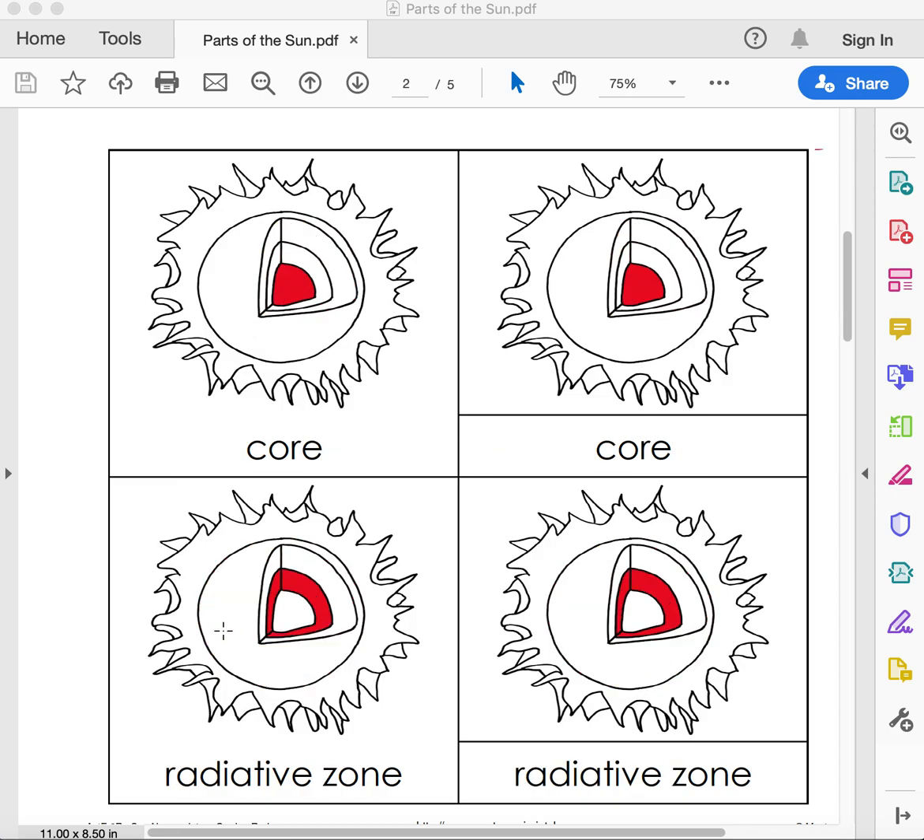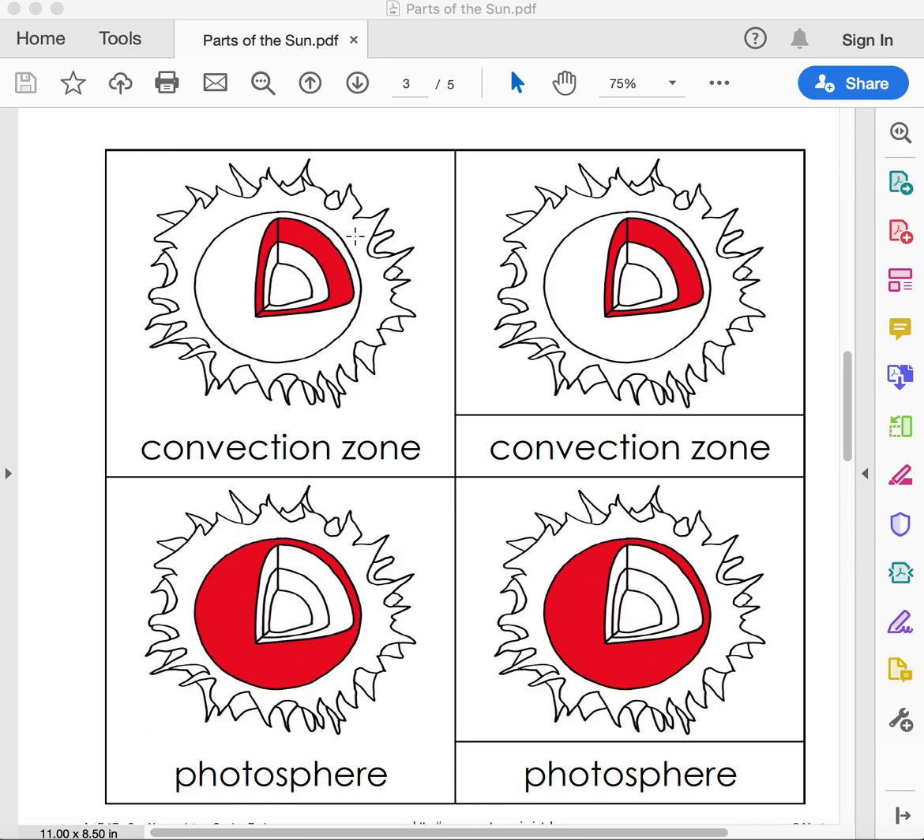So the radiative zone and the core are the inner parts of the sun. Those are the parts that we can't see. Then we get to the outer parts of the sun, and we get to the photosphere. This is the part of the sun that we can see. This is the part that we see when we look up in the sky. This layer of the sun gives off that heat and light.